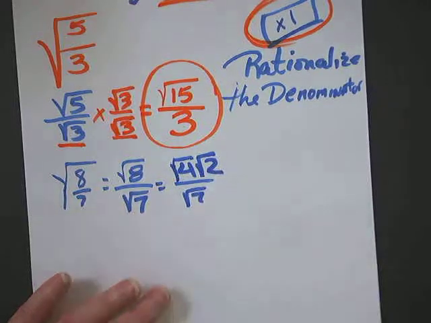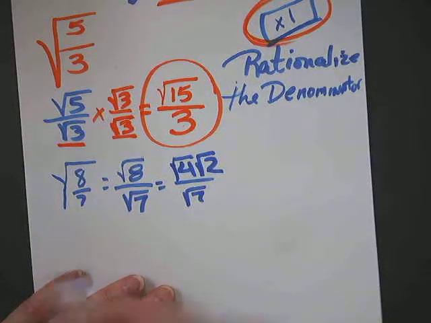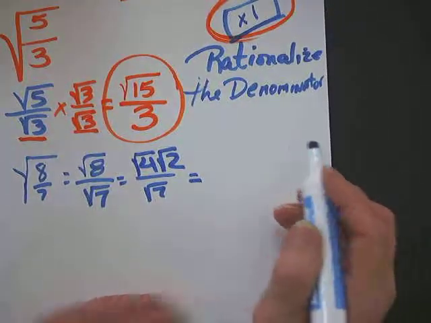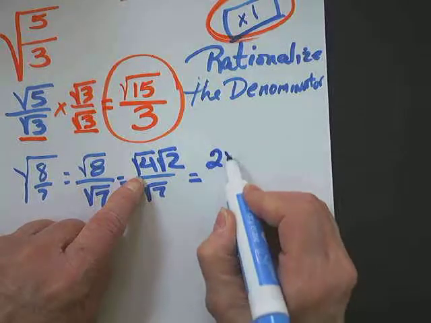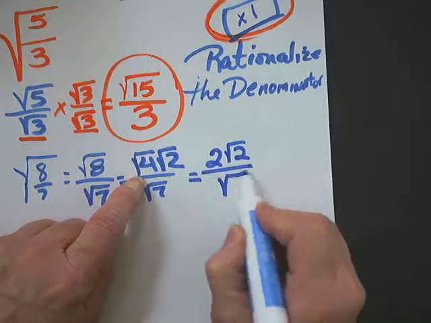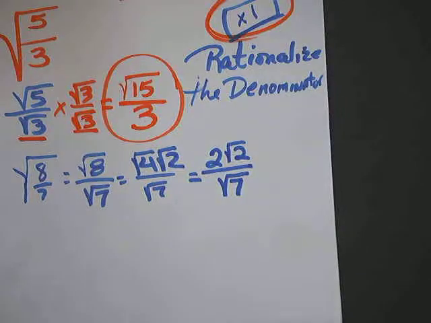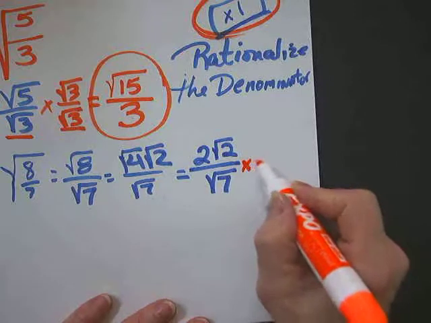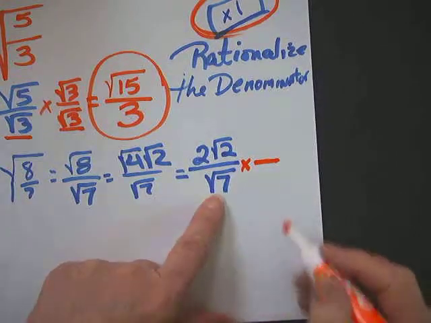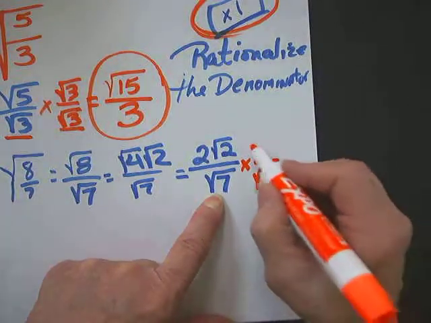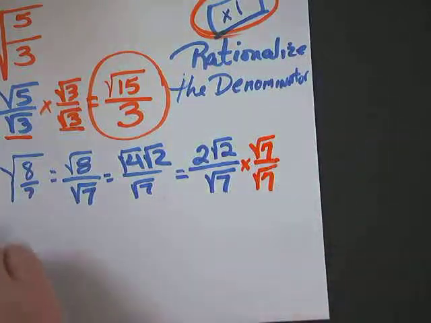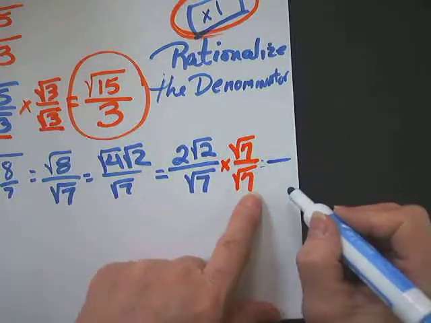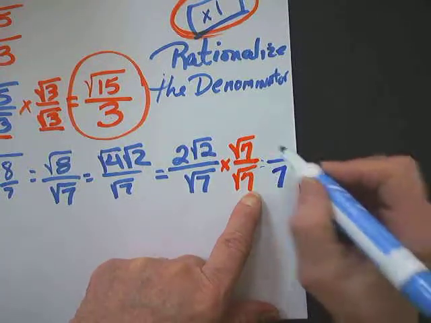We still have square root of 7 on the bottom. This is square root of 4 times square root of 2. We haven't started rationalizing yet. We have 2 square root of 2 on top now. Now I want to rationalize the denominator. How are we going to do that? What are we going to multiply by? Square root of 7 over square root of 7, yes. That was implied, but it was not said.